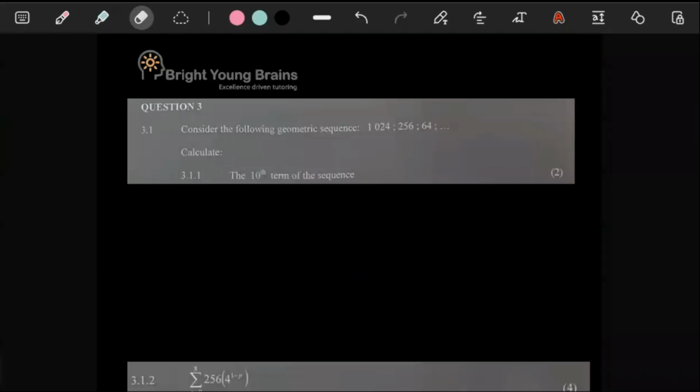Question number 3. Here we are. What does it say? It says, consider the following geometric sequence. So they told us it's geometric, so fortunately they've told us what we're dealing with. For 2 marks, they said calculate the 10th term of the sequence.